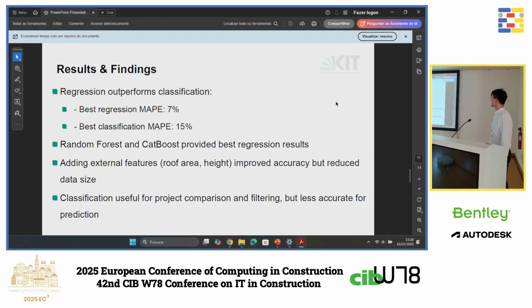Conclusion: random forest and CatBoost provide the best regression results, and by adding the extra features, we improved the accuracy a lot, but reduced the data size, since in OpenStreetMap you cannot find information about the roof area and building height for all buildings. The classification is used for comparison and filtering. Why do we use classification? It's much easier to interpret. We can say expensive, cheap, or in the middle.